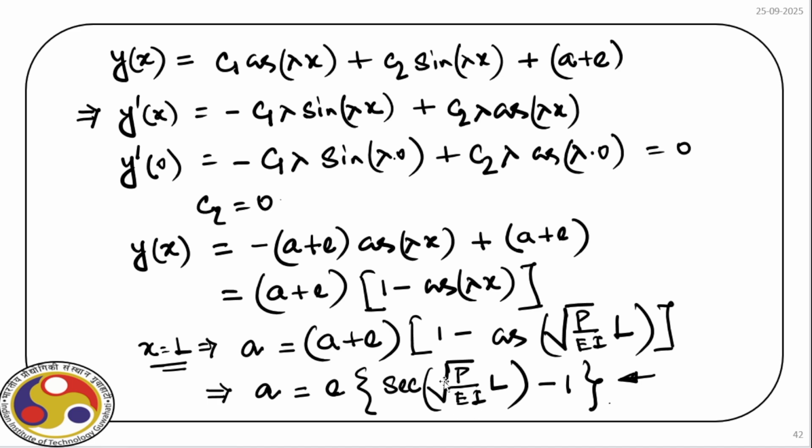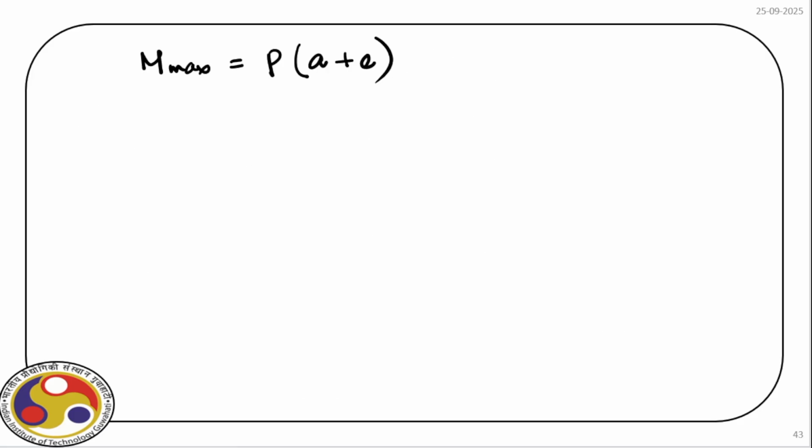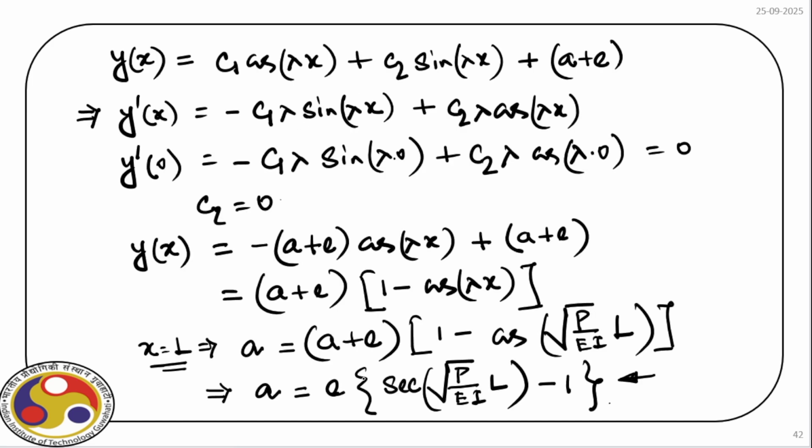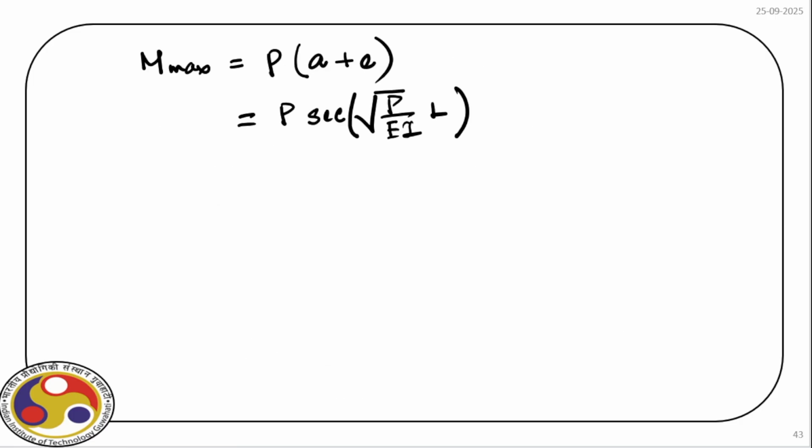We have already derived the expression for A, and if you see, A is equal to E times (sec of this first bracketed term minus 1). So if we take 1E on the left hand side, we have A plus E, and that is equal to E times sec of square root of P by EI times L. Obviously, the moment we open this bracket, we have E multiplied by this sec of the first bracketed term.